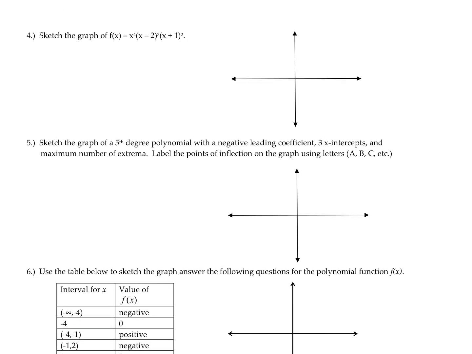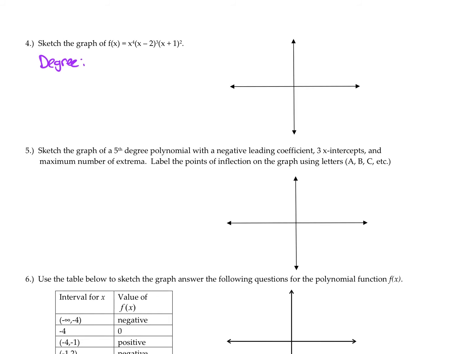All right, let's do the same thing with this one. So x to the 4th, and then x to the 3rd, and then x to the 2nd. So 4 plus 3 plus 2 means my degree is 9. I also can see that I have 3 x-intercepts. I have an x-intercept at x equals 0, x equals 2, and x equals -1. So 0, 2, -1.